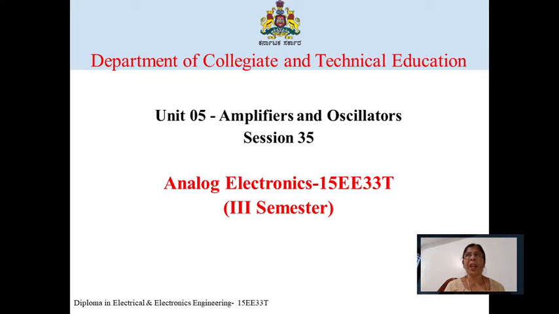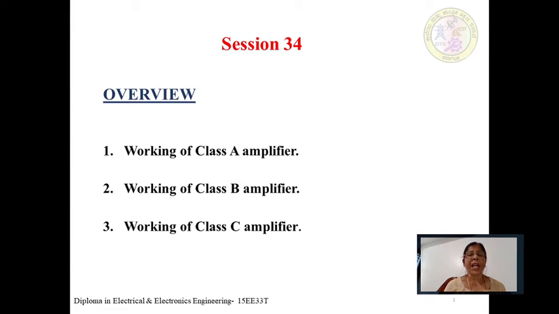In session number 33, we already studied the definition of amplifier, faithful amplification and classification of the amplifier. The classification is based on configuration, power handling capacity, and type of connection or the output. In the classification based on power handling capacity, the amplifiers are classified as class A, class B, class C and class AB. In this session we have the working of class A amplifier, class B amplifier and class C amplifier.